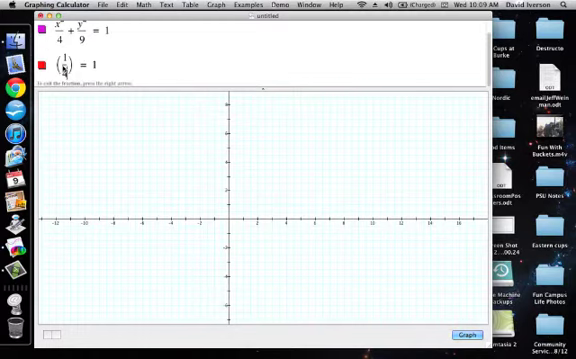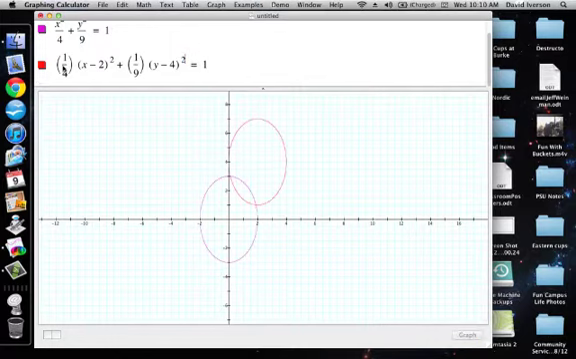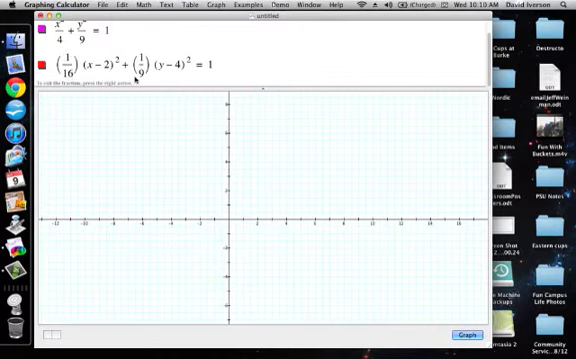I'm going to do 1/4 times x minus 2 squared plus 1/9 times y minus 4 squared. And so what that's going to do, let's make that a 16 and let's make that a 4.